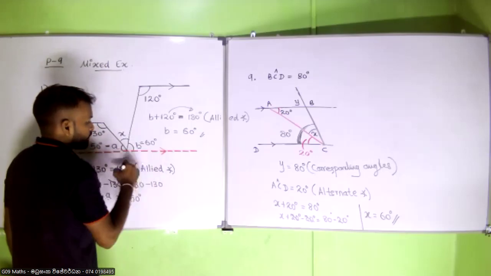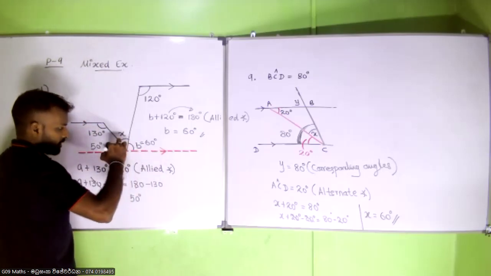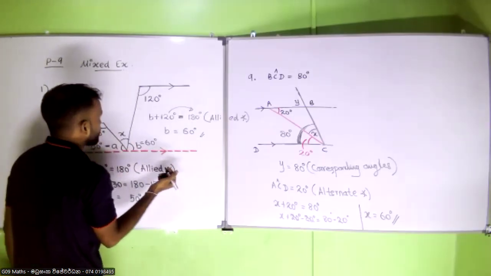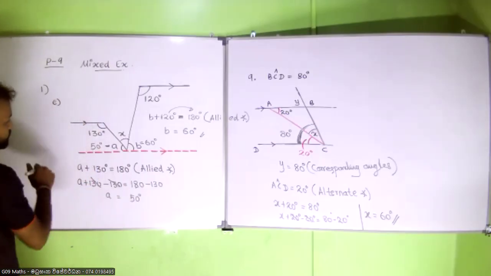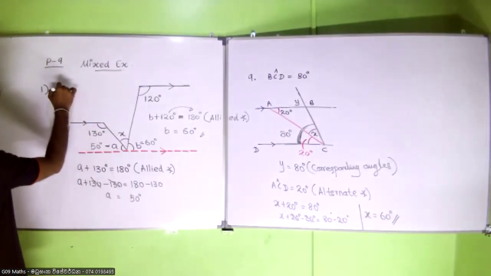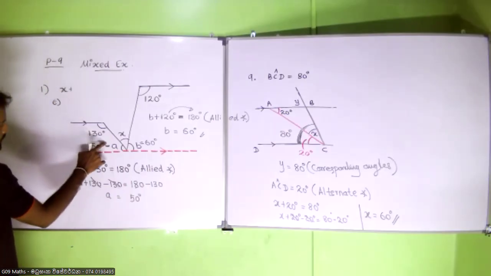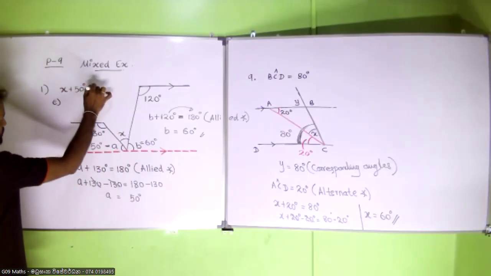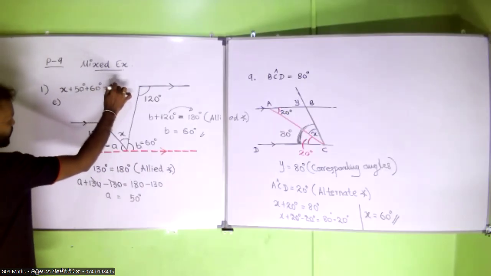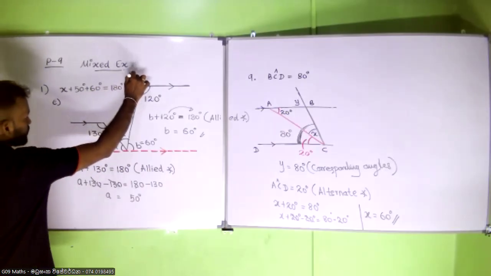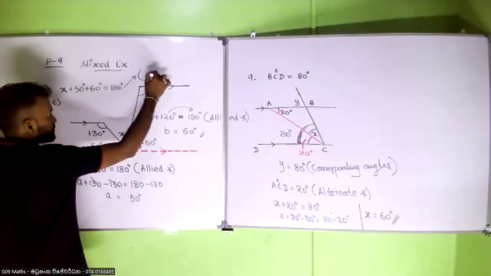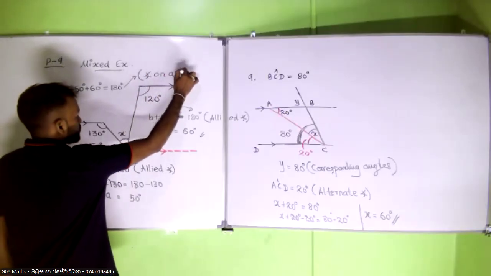Now, angles on a straight line. A plus x plus B equals 180 degrees. So you have to find the value of x. x plus 50 plus 60, that is 50 degrees plus 60 degrees, is equal to 180 degrees. So what is the reason? Angles on a straight line.